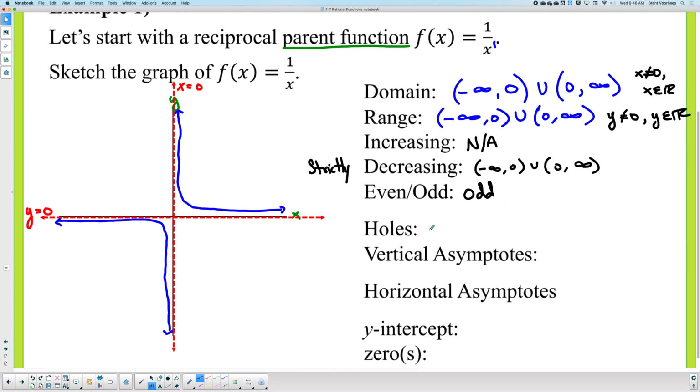Okay, a hole. We don't know what those are yet. Just put NA. This has no holes. Do we have a vertical asymptote? Yes. What's the equation for it?